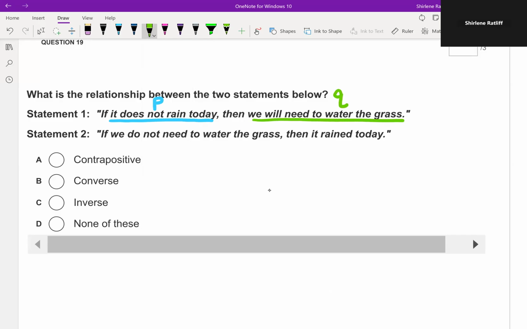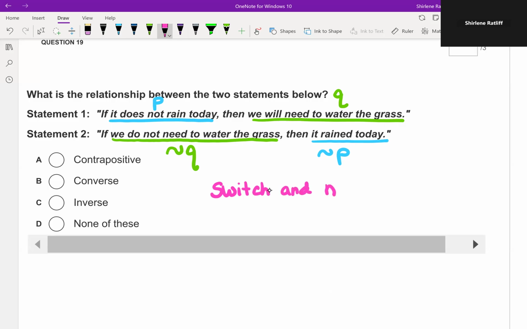Okay, statement 2. If we do not need to water the grass, that would be mostly related to the Q, but it's been negated. Then it rained today. That mostly goes with the P, but it's been negated. So what happened from the original to statement 2? They switched it and they negated it. And that would be the contrapositive.